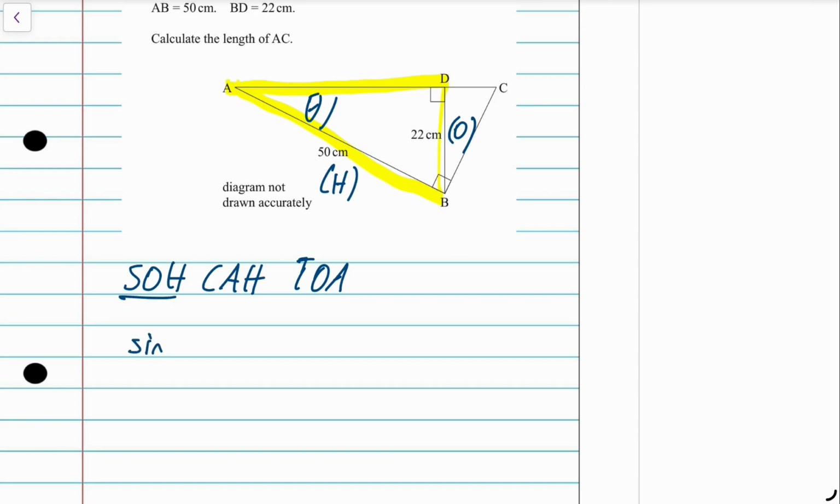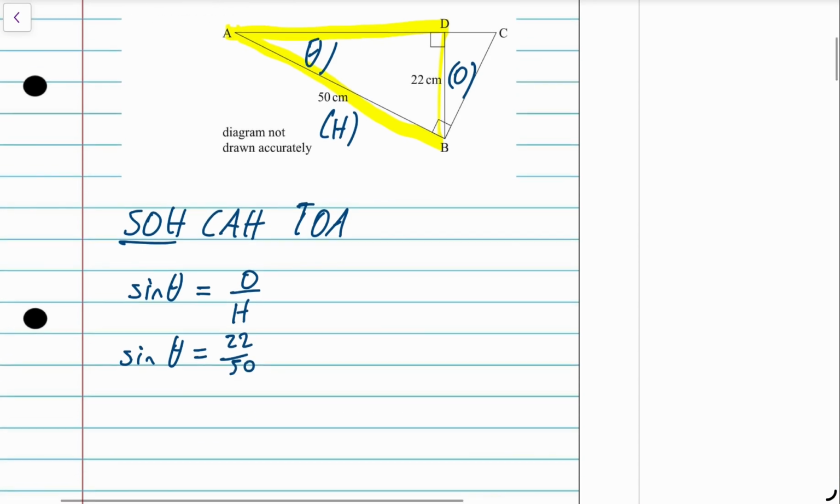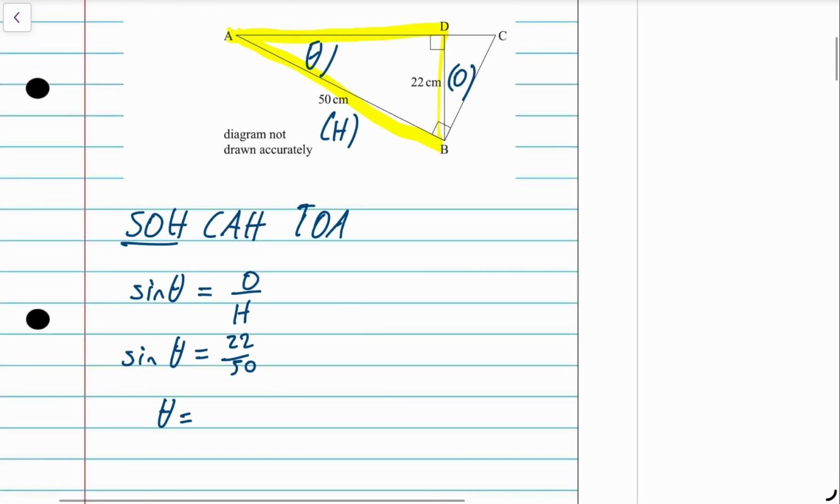So we have got the opposite and the hypotenuse, so we're going to use sine. We'll just write down sine theta, the angle, is equal to opposite over hypotenuse. So sine theta in this case is equal to 22 over 50. Now we can work out our theta by doing sine to the minus 1 of 22 over 50. So let me just do that on my calculator now. I'm going to use a whole pile of decimal places as I'm going to be using this in a wee second.